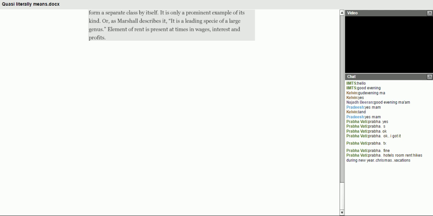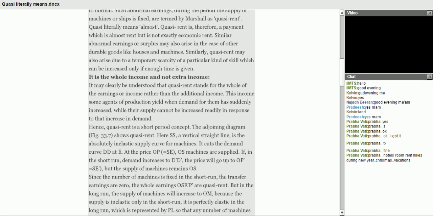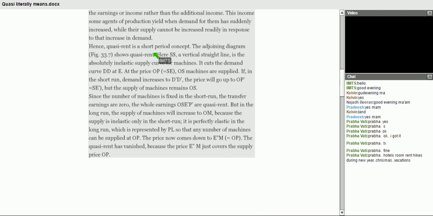So now first let us see the explanation. Hence quasi-rent is a short period concept. Now in this diagram there is quasi-rent shown. SS is the vertical straight line. SS stands for the supply of the machines. Now it cuts the demand curve DD at E. Okay, demand curve is DD. So at the price OP, OS machines are supplied.